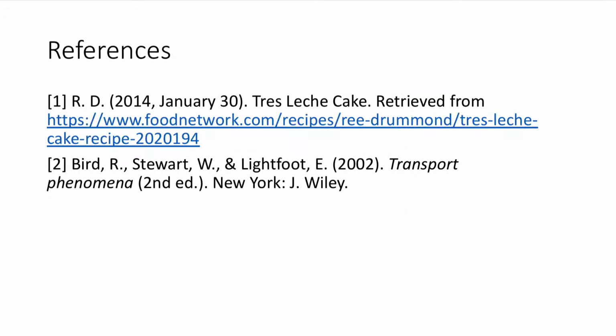Two references were used to help make this experiment. First is the recipe for the cake, and the second is our textbook.